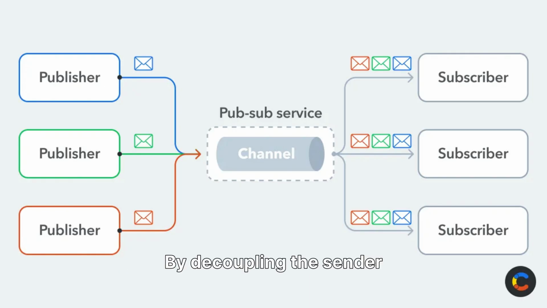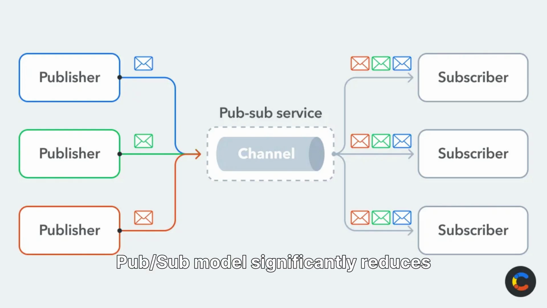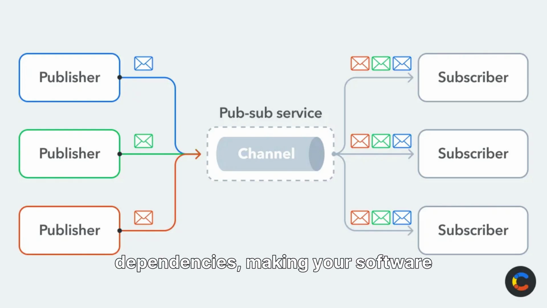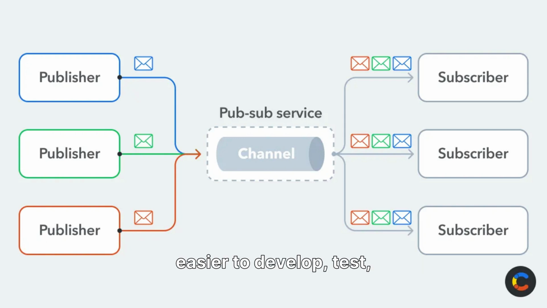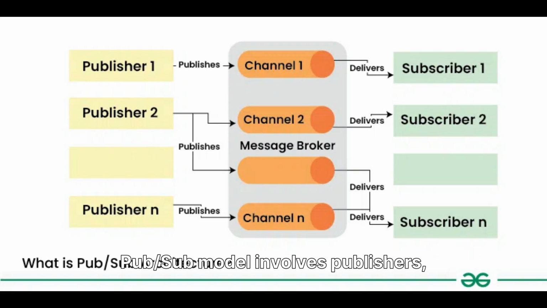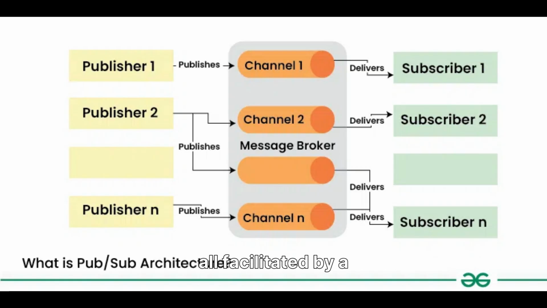By decoupling the sender from the receiver, the pub/sub model significantly reduces dependencies, making your software easier to develop, test, and evolve over time. At its core, the pub/sub model involves publishers who send messages and subscribers who receive them, all facilitated by a central channel or topic. This central mechanism acts as an intermediary, ensuring that messages from publishers reach all interested subscribers without direct knowledge of each other. Let's break down the key concepts.